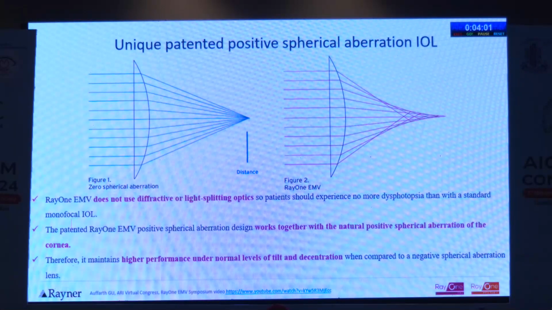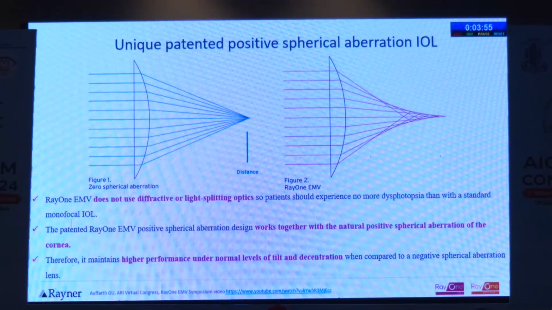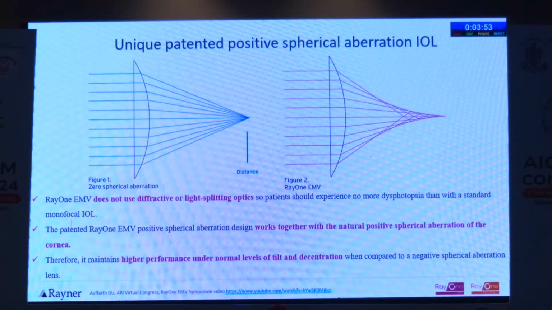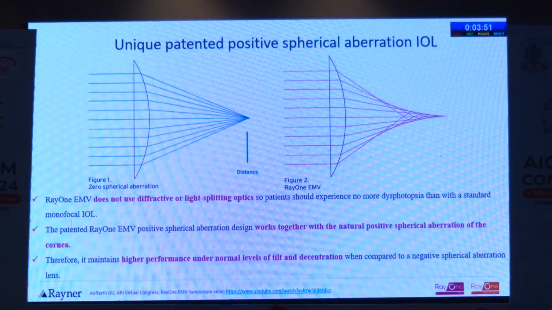We can see the blue one is the zero spherical aberration and the pink one is the RayOne EMV. So the patient should not experience more dysphotopsia than with standard monofocal IOLs. The patented RayOne EMV positive spherical aberration design works together with the natural positive spherical aberration of the cornea. Therefore, it maintains higher performance under normal levels of tilt and decentration when compared to negative spherical aberration lenses.